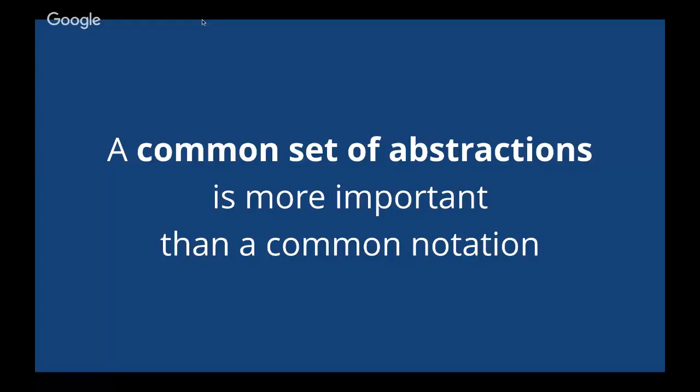So I think what we should do instead is really to, again, backtrack, step backwards, and to figure out what the abstractions are first. So we find a common set of abstractions that works for us and how we want to describe software, and then we let the notation evolve separately.